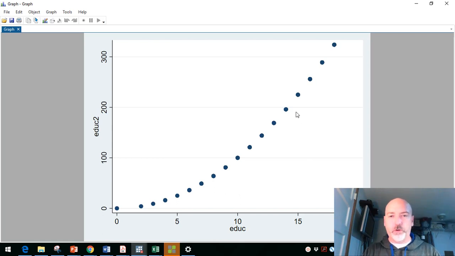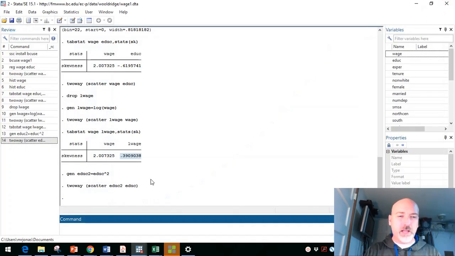So again, think about what we're doing now. Just to pick points that are easy to see: when education ranges from 15 to 20, well, our new version, education squared, is going to range from about 200 to 300. Right? So the variability, the dispersion of those observations is increasing, elongating that truncated right-hand tail, making the result more symmetric.